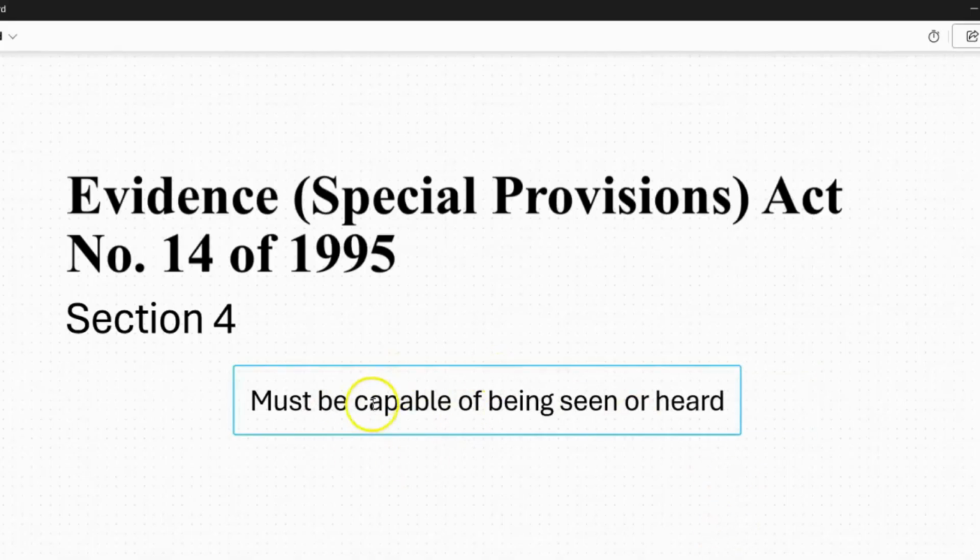The second condition: it must be capable of being seen or heard. The recording should be playable or viewable so that people can perceive it with their senses. For example, the video can be played on a computer and clearly shows the incident. If the file is completely corrupted and cannot be opened, we can't present it in court.